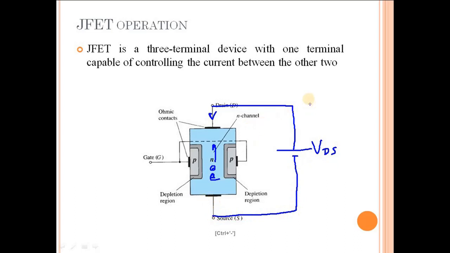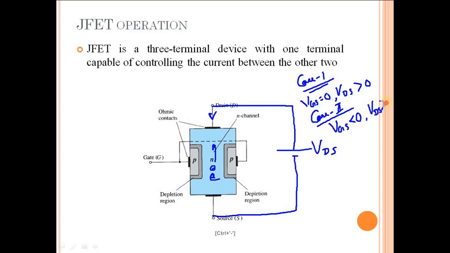So we'll study two cases in order to understand the complete operation of the JFET. The first case being VDS is positive and VGS equals 0. This is the first case we will see, and we are taking the case of an n-channel JFET. And in case 2 we will see the case when VGS is negative and VDS is still positive.